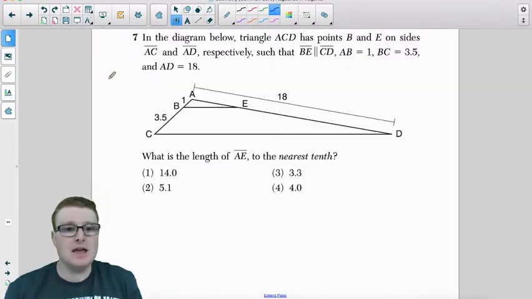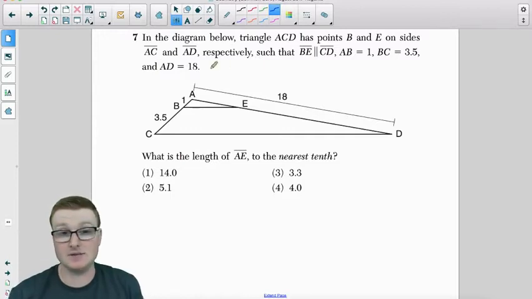Moving on to number 7. In the diagram below, triangle ACD has points B and E on sides AC and AD respectively, such that BE is parallel to CD. AB is 1, BC is 3.5, and AD is 18.